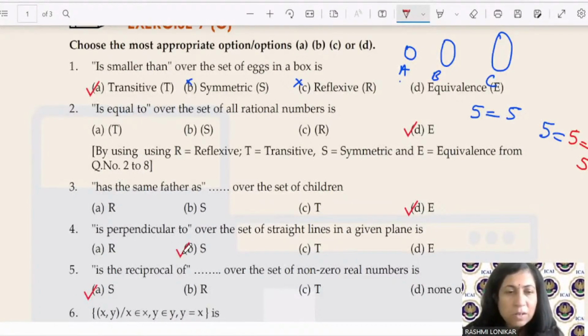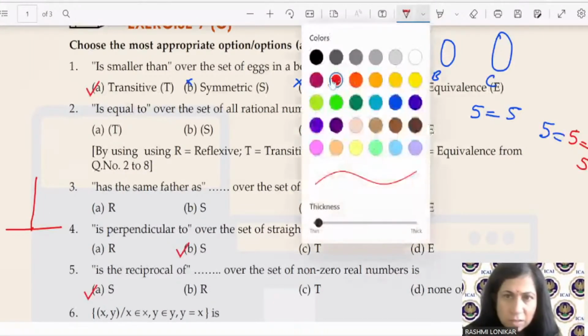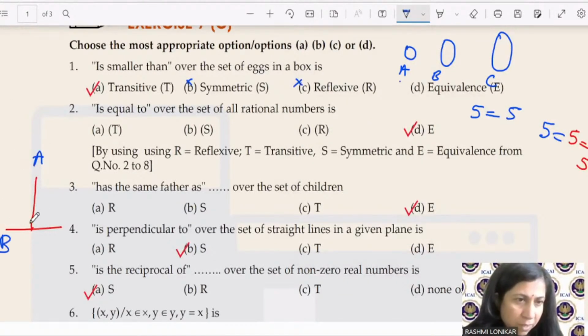Is perpendicular. If I'm drawing these lines like this, I'm saying line A is perpendicular to B, then it also means B is perpendicular to A. When I say 'is reciprocal of' over a set of non-zero numbers, then it is symmetric. If I say 5 is the reciprocal of 1 upon 5, then 1 upon 5 is also the reciprocal of 5.